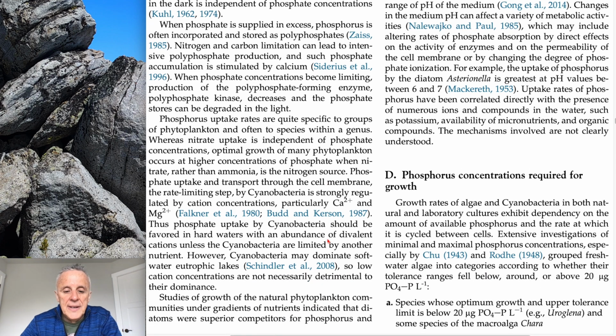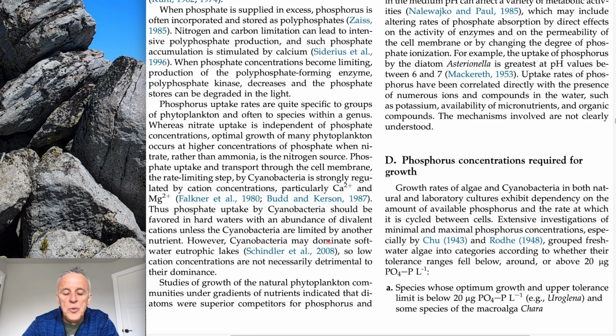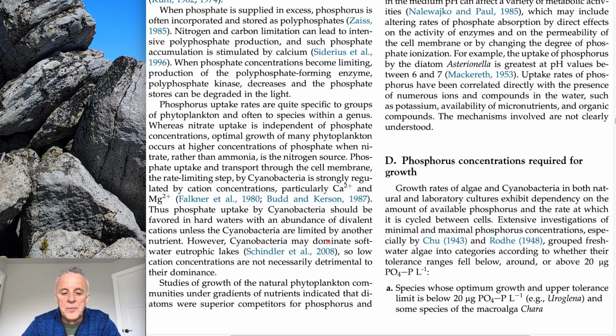Phosphorus uptake rates are quite specific to groups of phytoplankton and often to species within a genus, whereas nitrate uptake is independent of phosphate concentration. Optimal growth of many phytoplankton occurs at higher concentrations of phosphate when nitrate rather than ammonia is the nitrogen source.